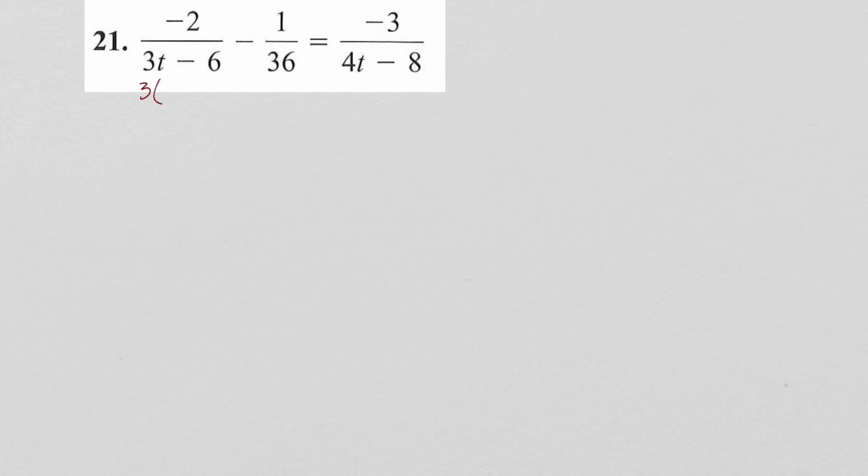So this is 3 times t minus 2. This is 4 times t minus 2. So my LCD is 3 times 4, 36, and 36 is part of the LCD. And then we have the t minus 2. This tells me that t cannot be equal to 2. Okay, so I'll put that off on the side.